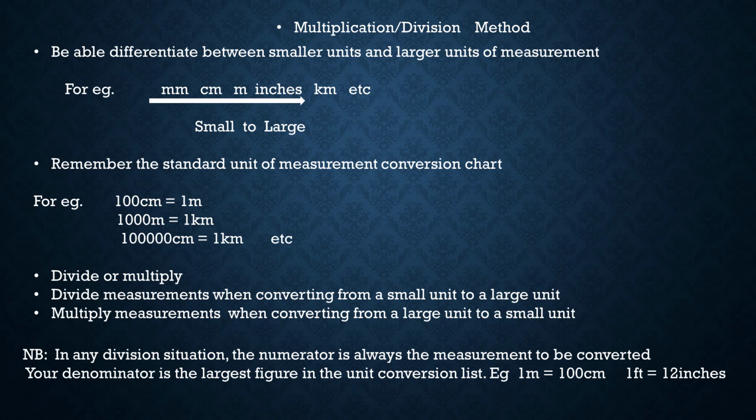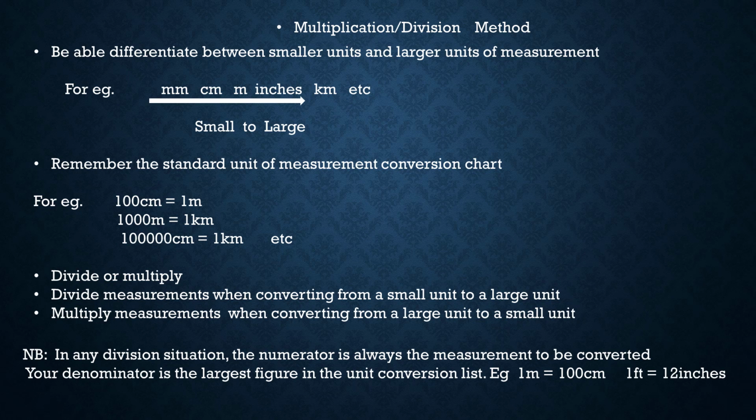One is for you to be able to differentiate between the smaller units and the larger units of measurements, so that you will know that from the smallest unit to the largest unit, you would have millimeters, centimeters, meters, inches, kilometers, in that order. Alright, that is from the small unit to the larger or the largest units. The second thing to do is to remember the unit conversion chart. Okay, that is knowing that 100 centimeters equals 1 meter, 1000 meters equals 1 kilometer, in that order.